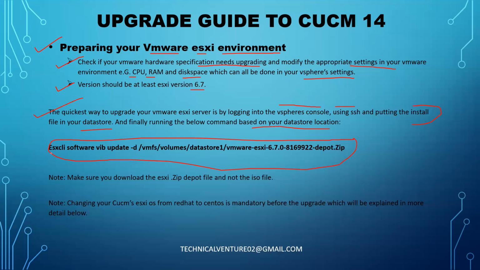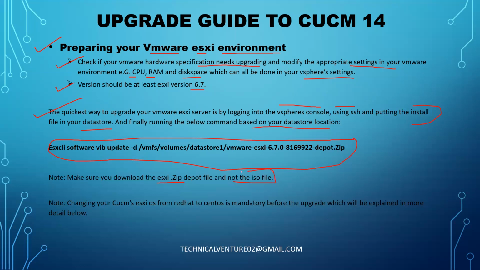So, esxcli software vib update, then this command, and here you can see this is the zip file you can install from. You need to make sure you download the ESXi zip file, not the ISO file. This is the depot file. ESXi zip is the depot file, not the ISO file.